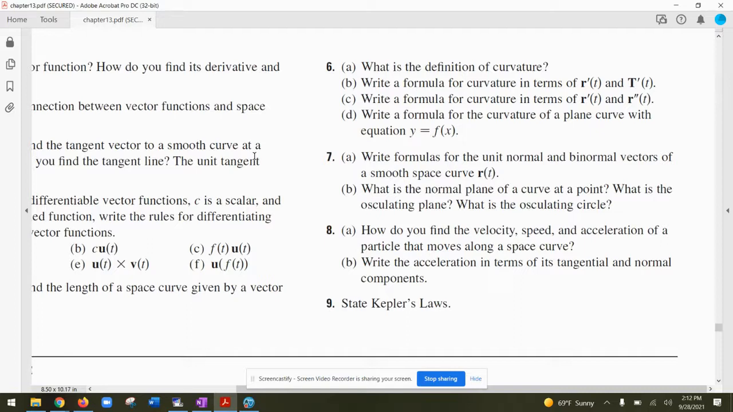And let's go with Amanda. Let's do C together. Write a formula for curvature in terms of r prime and r double prime. The magnitude of f double prime of x. Okay, so you're thinking of the one that's in the next question: write a formula for the curvature of a plane curve with equation y equals f of x. You can get help at your table if you want. Does anybody have it? Go ahead. The magnitude of r prime cross r double prime over the cube of the magnitude of r prime.